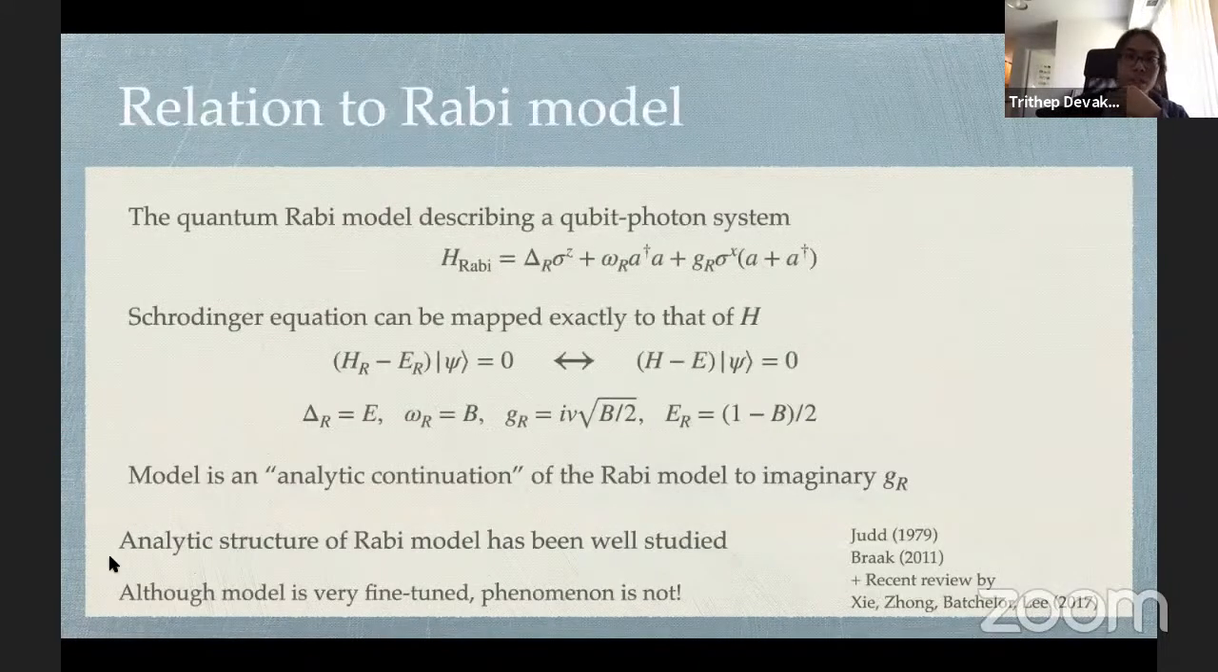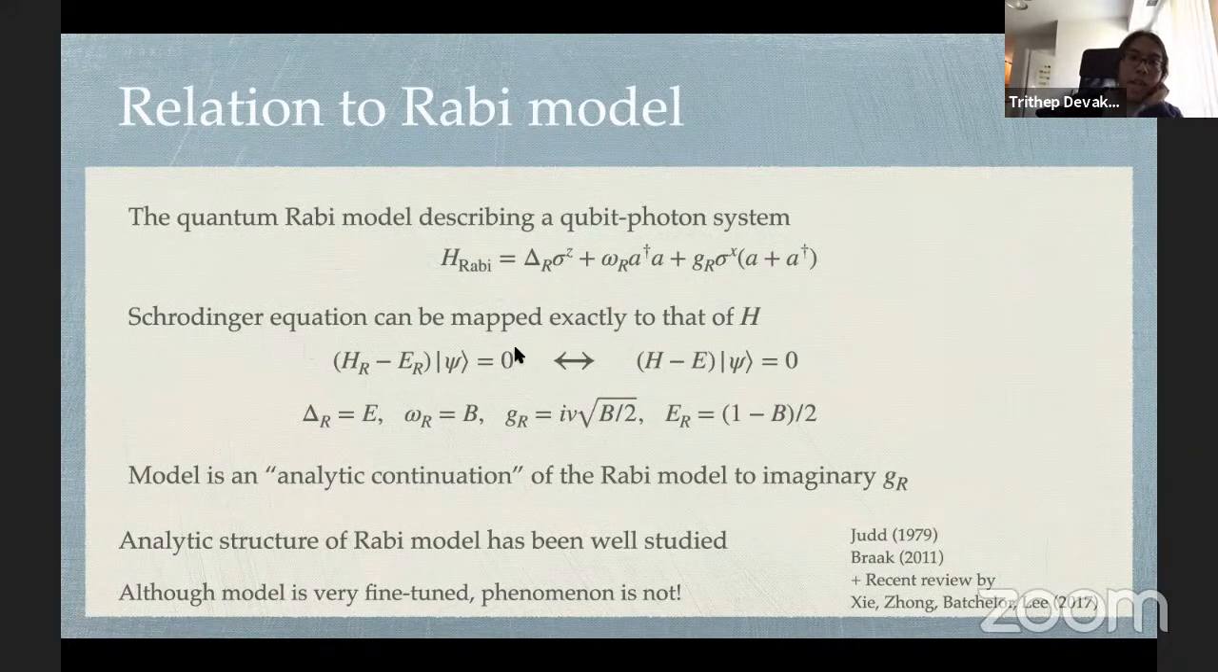Okay, so before I move on, I just want to briefly mention that this model is actually related to the Rabi model in a very fundamental way. So the quantum Rabi model describes a qubit interacting with a photon. So it's just this Hamiltonian. You have the delta R, which is the qubit energy gap. You have omega, which is the energy of your photons, and you have some coupling G, which allows your qubit to flip while emitting or absorbing a photon.